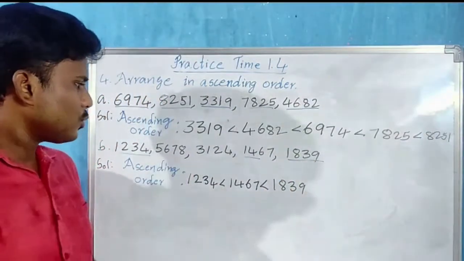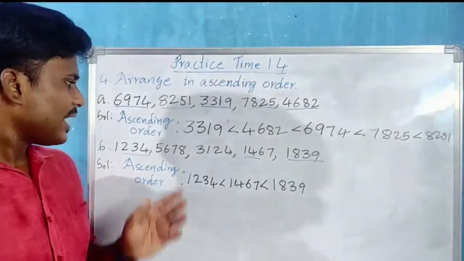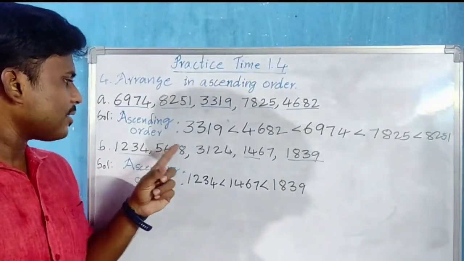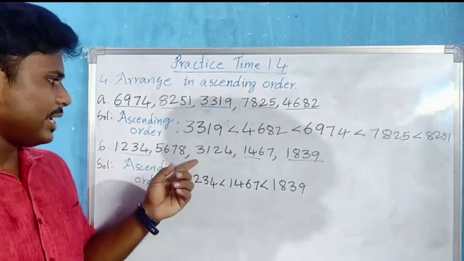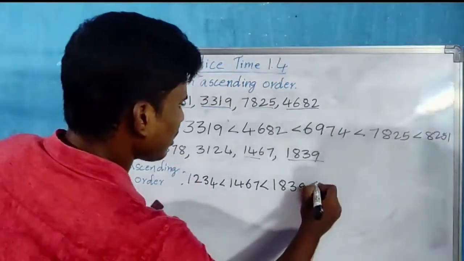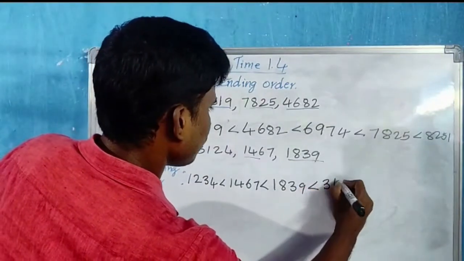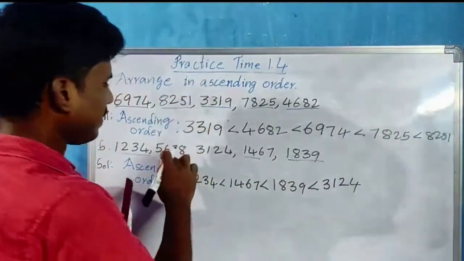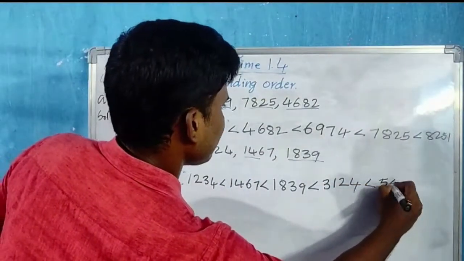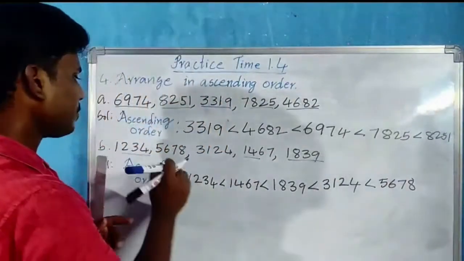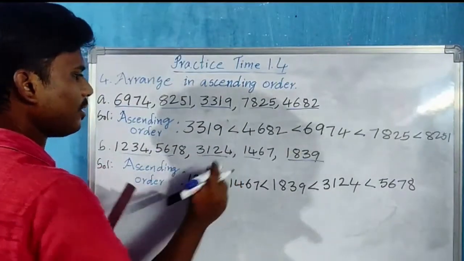So the last two numbers are left over. In the thousands place, 5 here, 3 here. Which digit is smaller? 3. So this number comes next, less than 3124. Last we are left with only one number, so let us write that, 5678. Okay, we completed all the numbers.